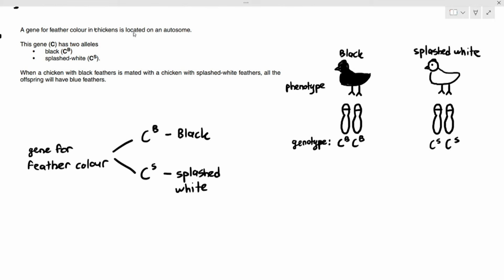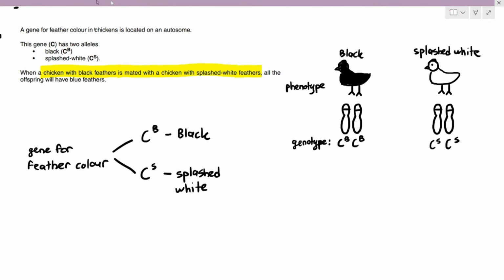I know I've not talked about monohybrid inheritance. I've not talked about the inheritance of chromosomes in detail, but I did mention before that when parents reproduce, parents will pass down half the number of chromosomes to the offspring. So when you look at this question here, it says that when a chicken with black feather is mated with a chicken with splashed white feather, let's look at the chickens.